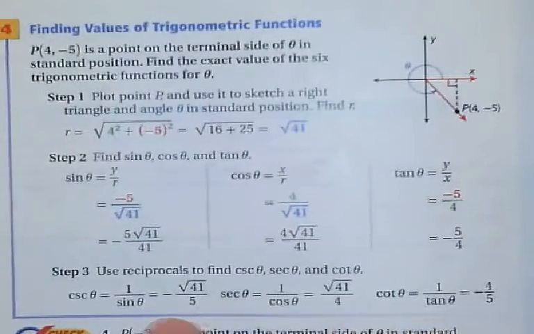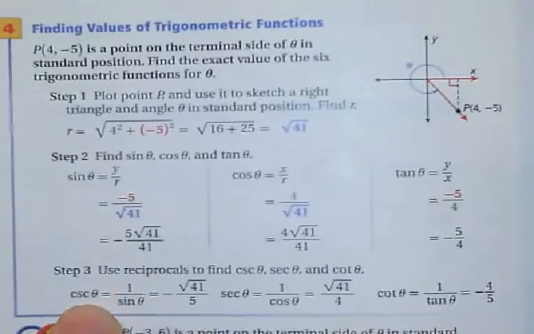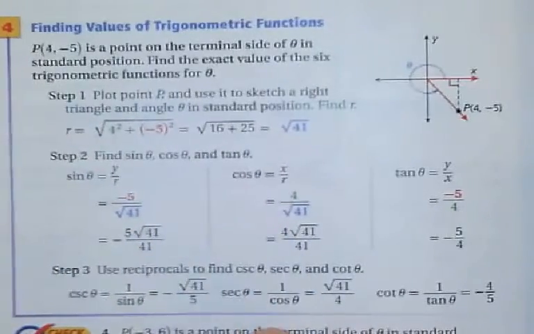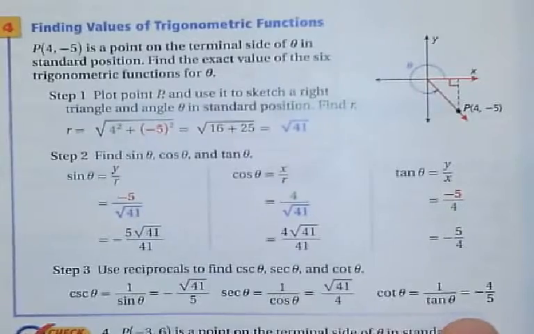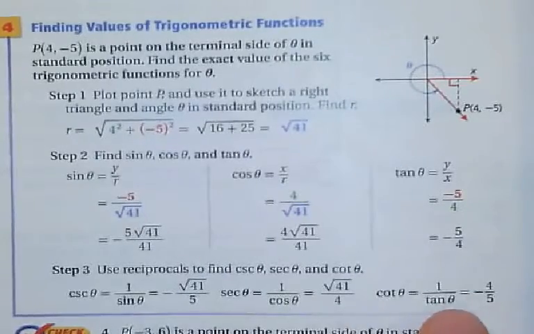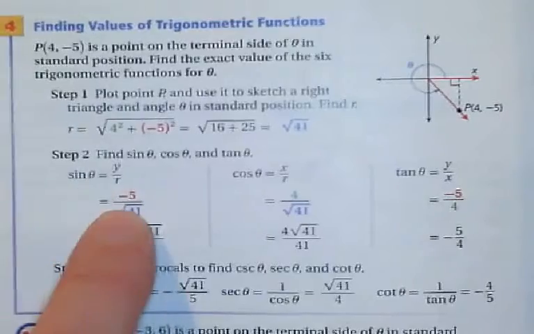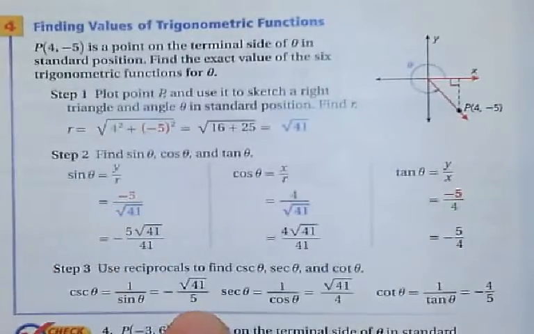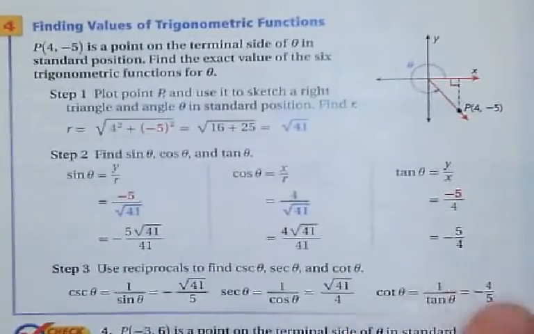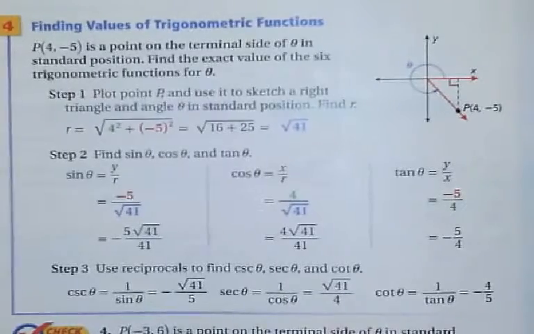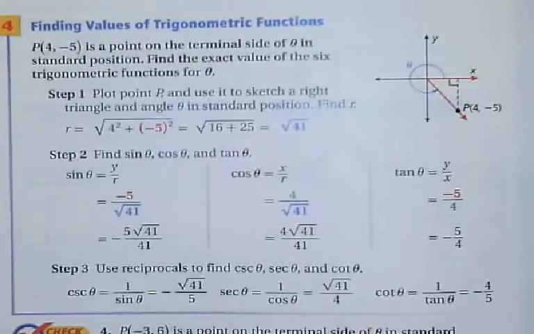And look, we've got the cosecant. That's the reciprocal of sine. The secant is the reciprocal of cosine. And then the cotangent is the reciprocal of tangent. So when you do reciprocals, if it's negative to begin with, it's negative when you're done. That's what we're looking for. Exactly like that.